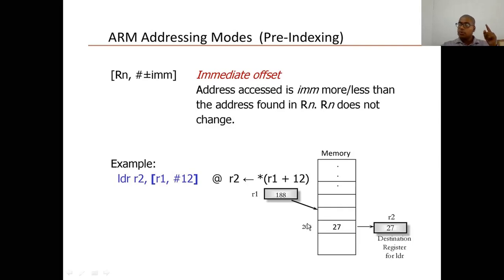Now what do I need to do? I need to take the value from this memory location. So the total is 200. Then I will go to the memory and search where that particular address 200 is. Here is the address 200. In this address 200, I have a value of 27. So I will take this 27 and dump it into the register called R2.